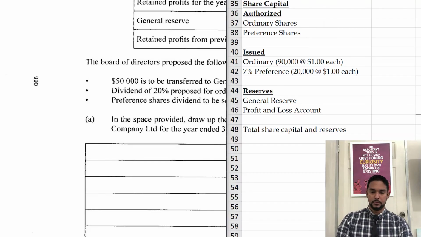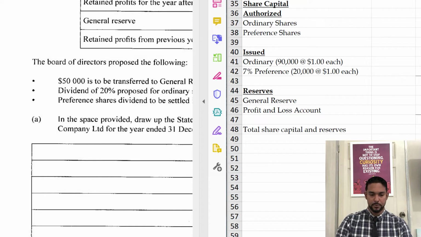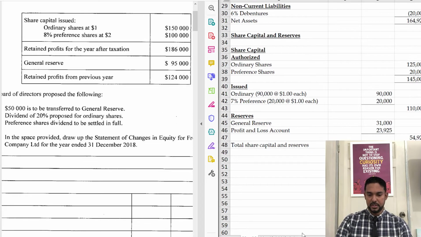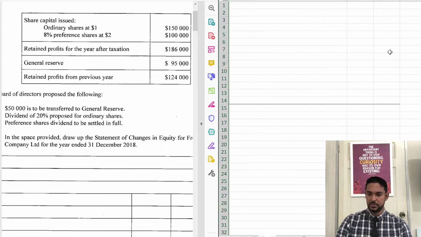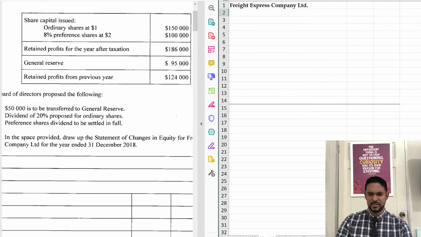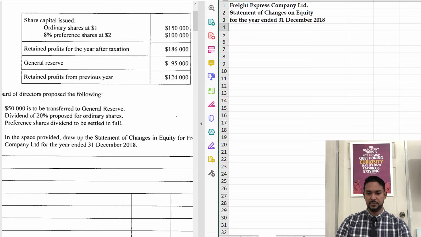Okay, so let's see my proposed approach to this. So let's say you were in that exam last year, which I know some of my students were, and you saw this thing, statement of changes in equity. The first thing you need to do to get your marks is to head up your statement. Don't let this throw you, right? You can get at least 1 mark, get your mark. So Freight Express Company Limited, statement of changes in equity for the year ended 31st December 2018, dollar signs.